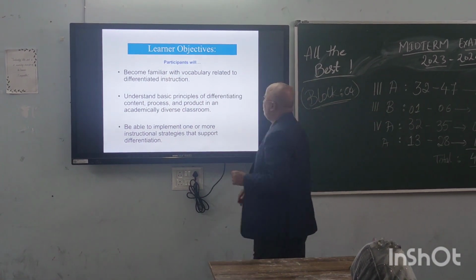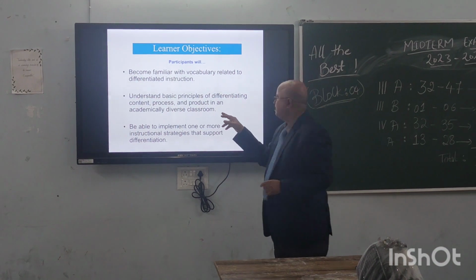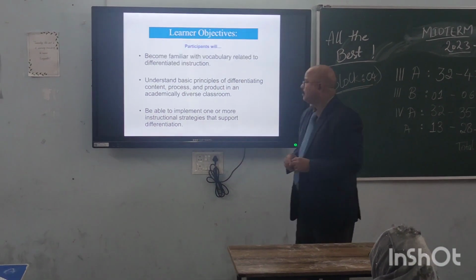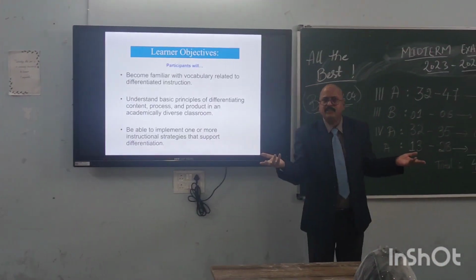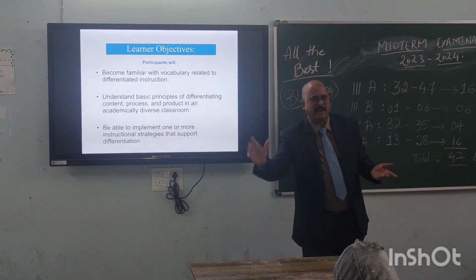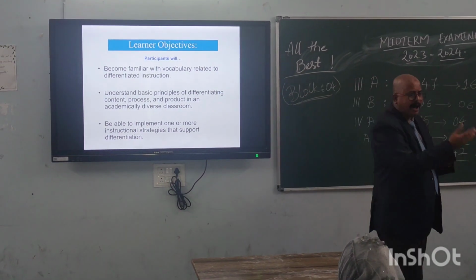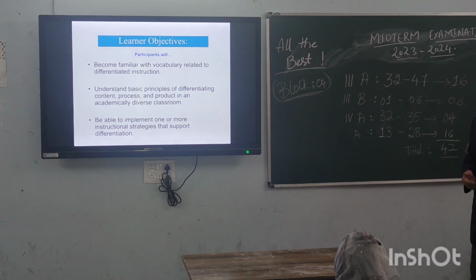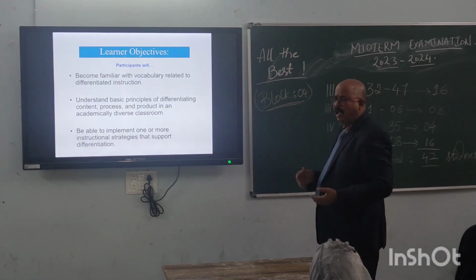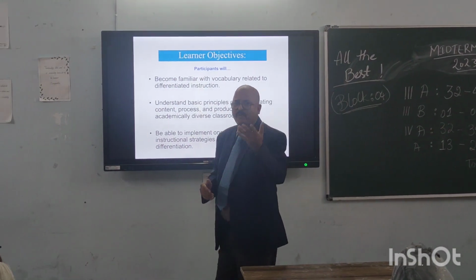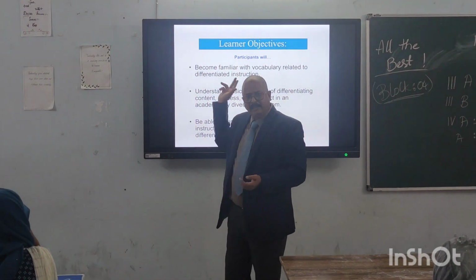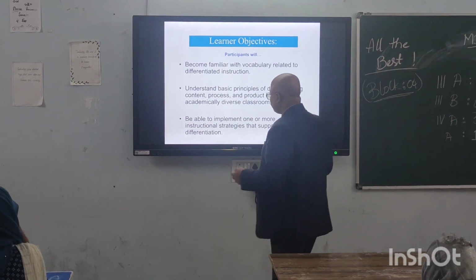Understand the basic principles of differentiating content, process, and product in an academically diverse classroom. Diverse classroom, that's what we said. Five varieties of students are in a classroom. Based on that, things will vary, and how you differentiate, evaluate, and measure a student among five varieties in a classroom. Based on that, this area will give a clear picture.